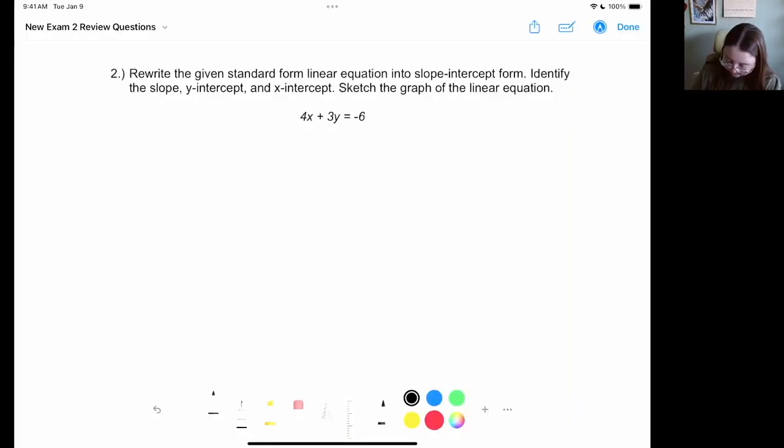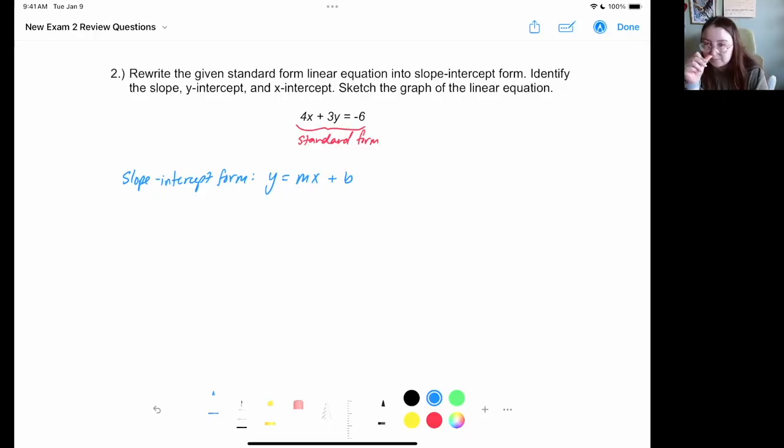All right, so like we said, this equation here is what's written in standard form. And we want this in slope-intercept form. Slope-intercept form is y is equal to mx plus b. So to get from standard form to slope-intercept form, we're going to solve this equation for y. So we have 4x plus 3y is equal to -6.